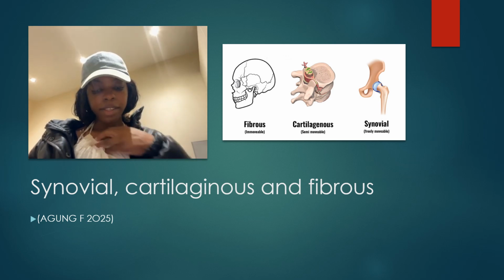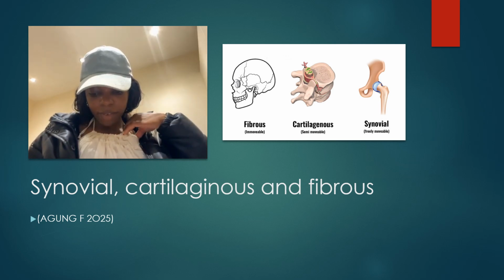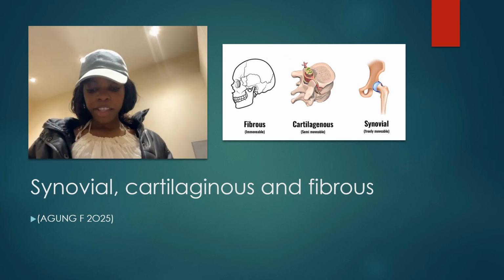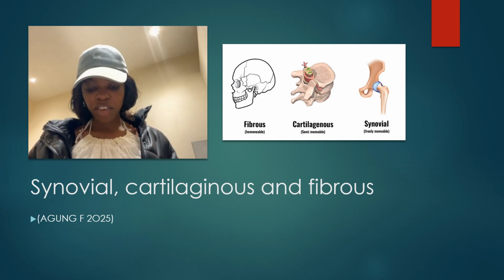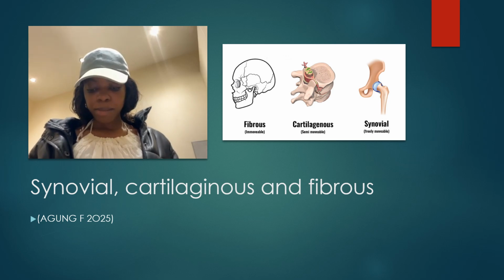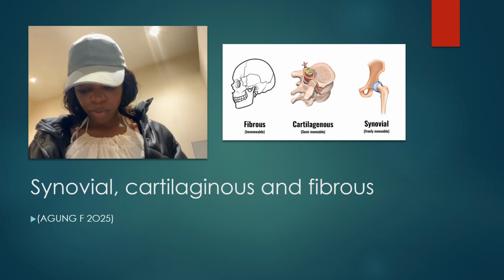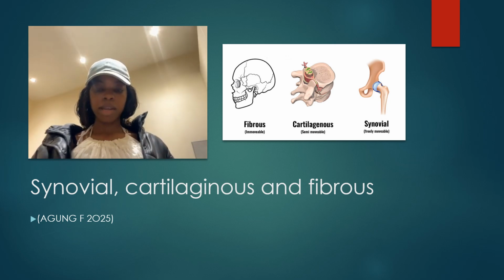Then lastly, we have the fibrous joints. Bones are tightly bound together by dense fibrous connective tissue. These joints are essentially immovable, providing strength and stability rather than mobility. This is crucial for structures that must be held rigidly in place, such as the sutures between the bones of the skull, which protects the brain.